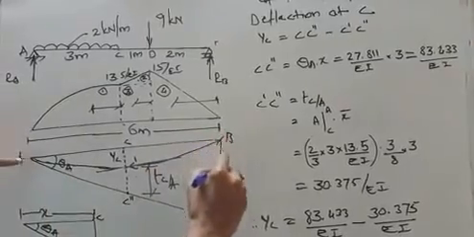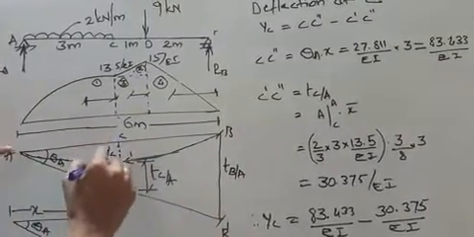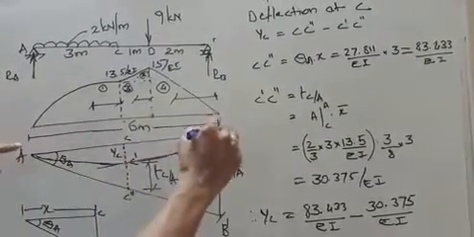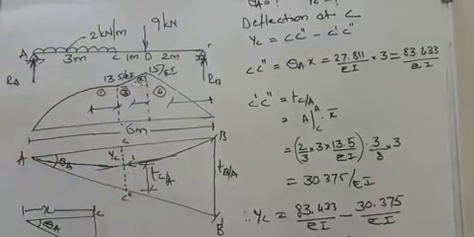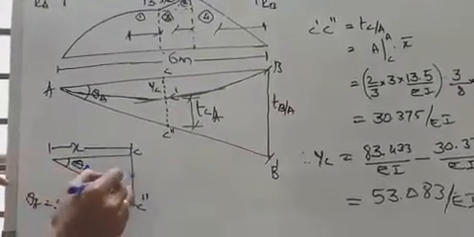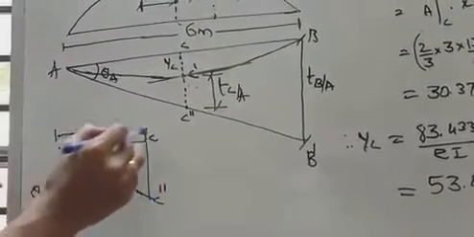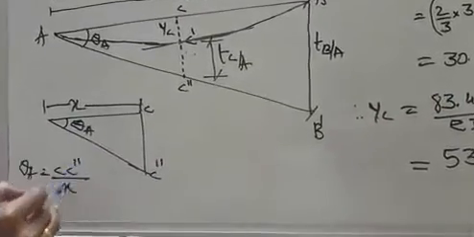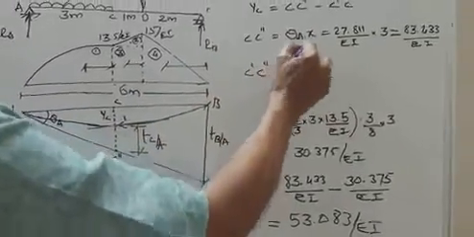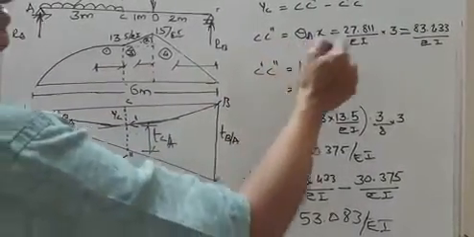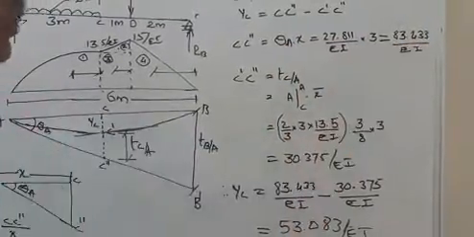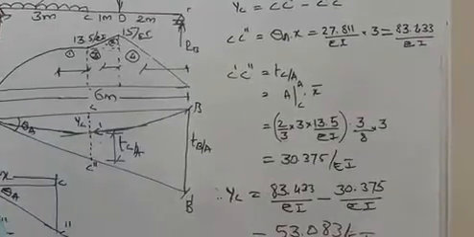See now this is the triangle AB dash. This is another triangle AC dash. So you know that tan theta A is equal to TBA by L, which you have calculated. Now similarly if you take this triangle, tan theta or theta equals opposite side by adjacent, that is C dash is opposite and x is the base. So therefore C dash is equal to theta A into x. That's why I have written here theta A into x. Theta A is already calculated, 27.811 divided by EI into 3, that gives you 83.433 divided by EI.